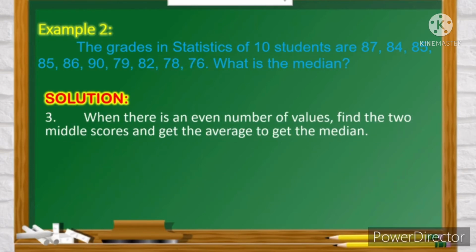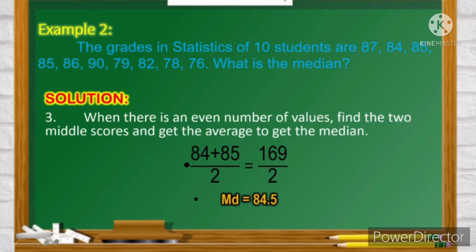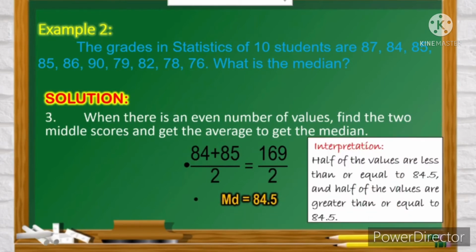Next step: when there is an even number of values, find the two middle scores and get the average to get the median. So what are the two middle scores? We have 84 and 85. Step 3 states that we have to get the average to get the median. So 84 plus 85 all over 2 is equal to 169 over 2. We will get 84.5. Therefore, half of the values are less than or equal to 84.5 and half of the values are greater than or equal to 84.5.